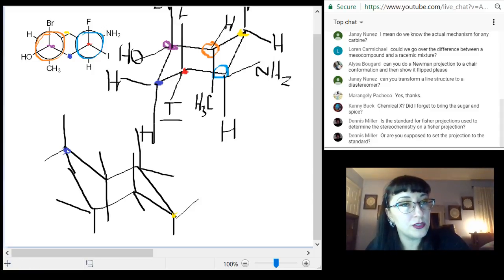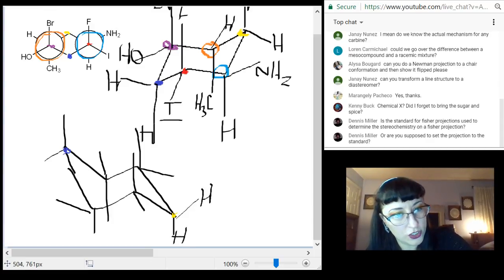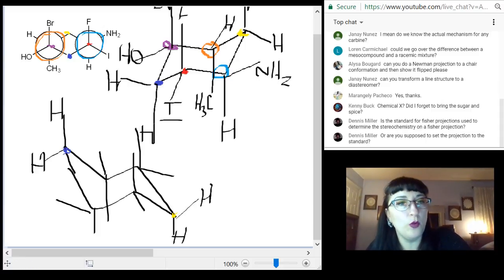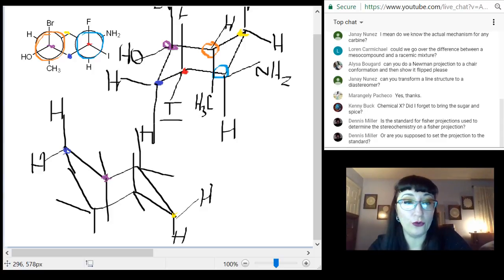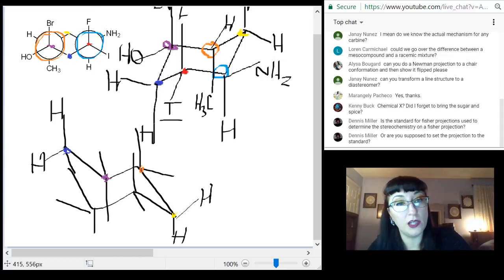Both of those still have hydrogens on them. The purple one, which is now behind there, it's still attached to the blue, right? That hasn't changed anything. The orange one is still attached to the purple, between the purple and the yellow.